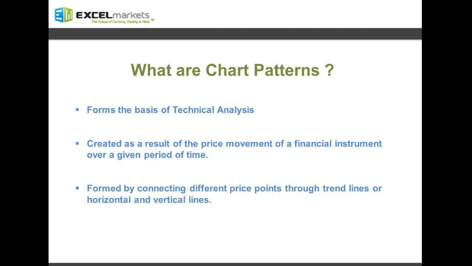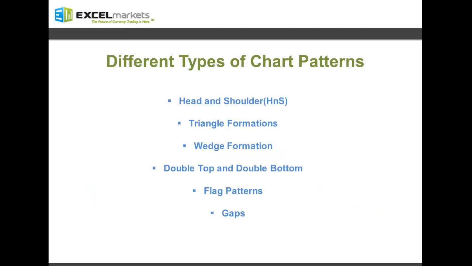These chart patterns are created as a result of the price movement of a financial instrument over a given period of time. They are formed by connecting different price points by means of trend lines, horizontal or vertical lines. There are various types of patterns and formations used for identifying a trend or a trend reversal. Here we have a list of some of the most commonly used chart patterns. These are head and shoulders, triangle formation, wedge formation, double top and double bottom, flag patterns, and market gaps.